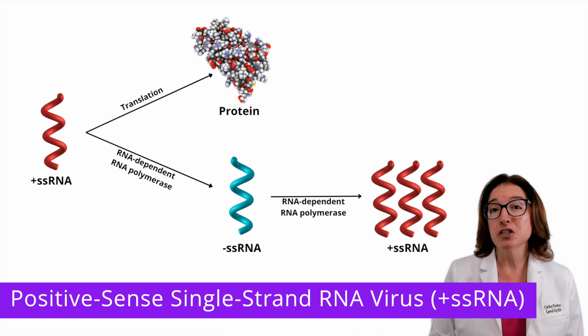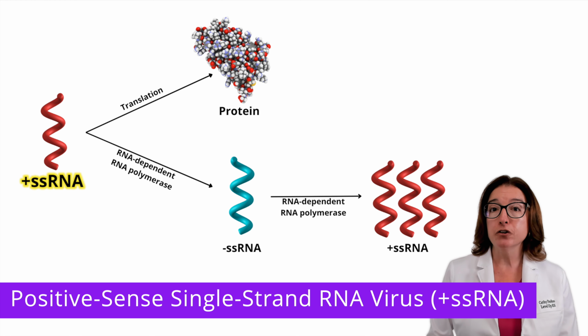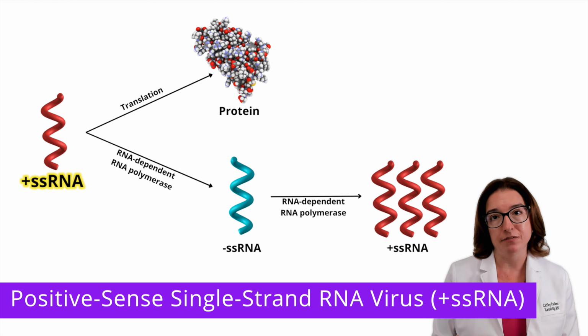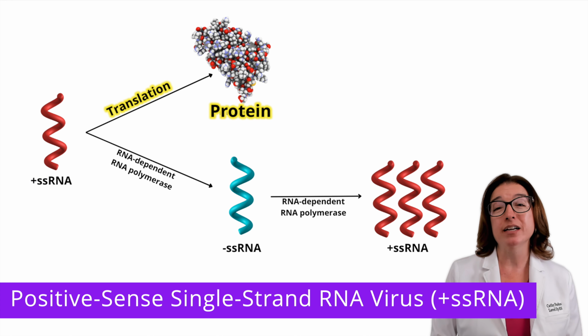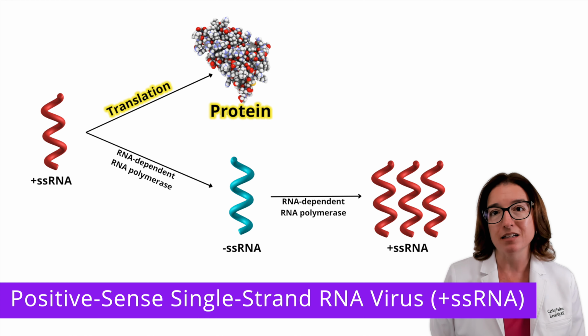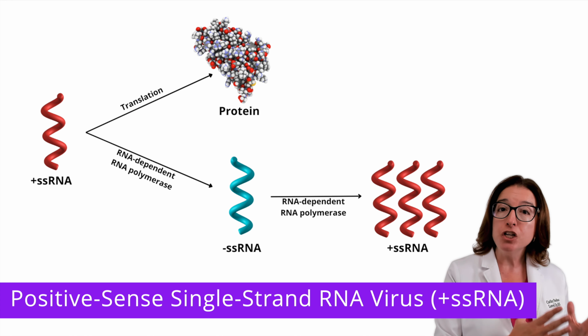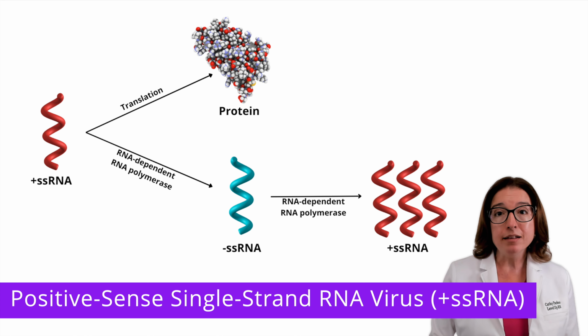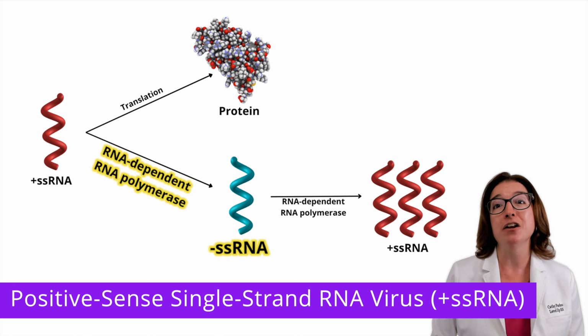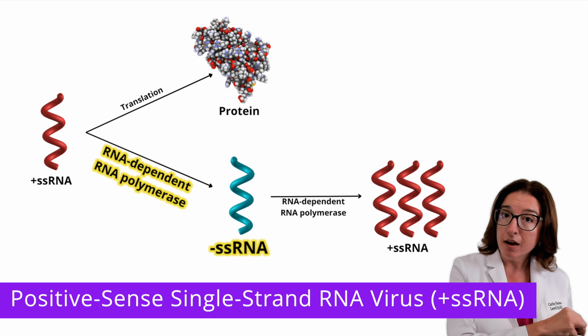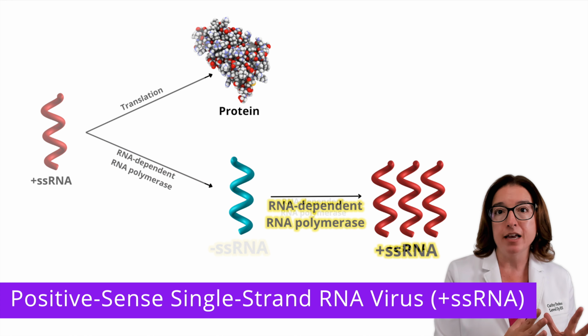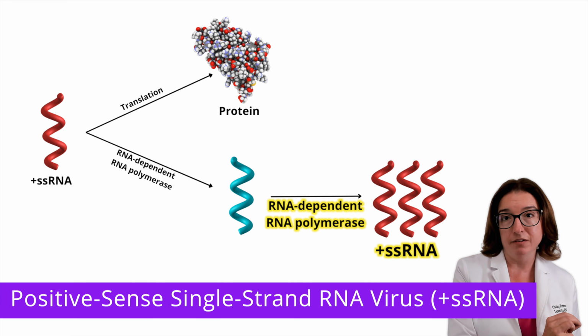The first type of virus that we're going to talk about is a positive sense single-strand RNA virus, which is often referred to as a sense strand or positive strand. So this viral RNA acts as mRNA and can be translated directly to make viral proteins. And then in order to replicate the genome, the virus uses its own enzyme, which is called RNA-dependent RNA polymerase, or RDRP. So RDRP synthesizes a negative strand, which is complementary to the positive strand, and then that negative strand serves as a template to make more positive strands.